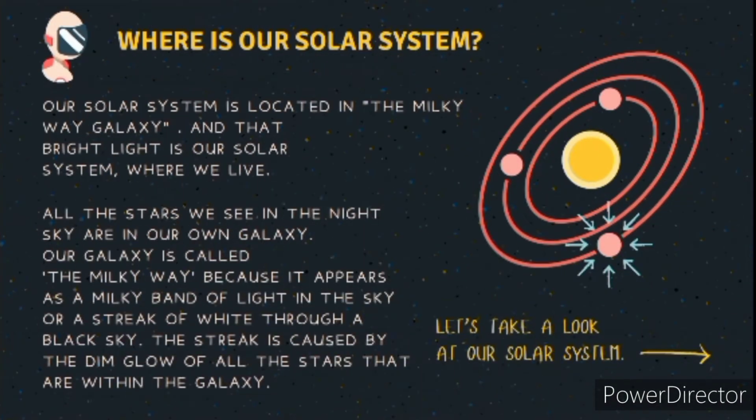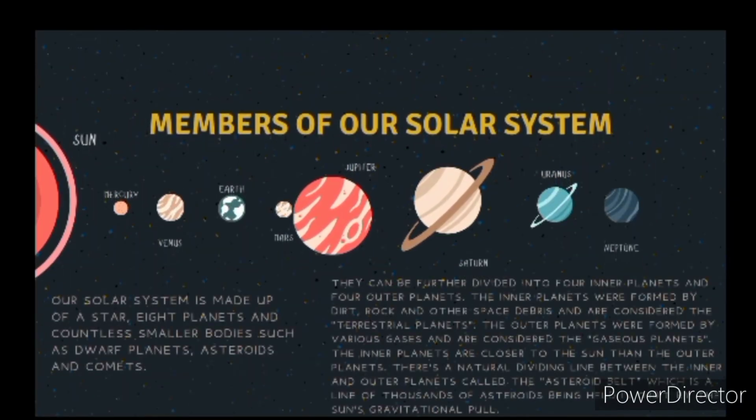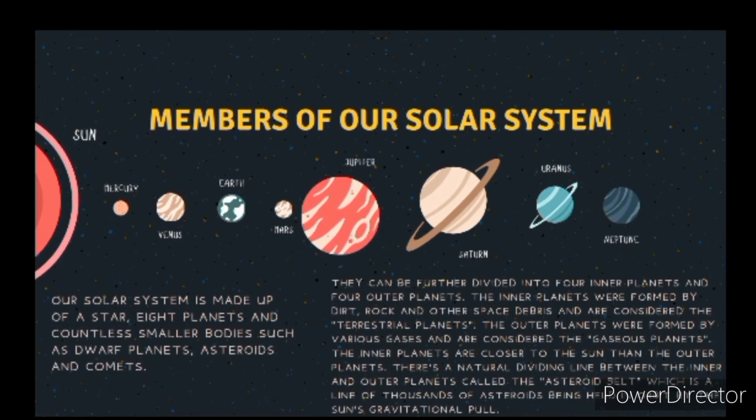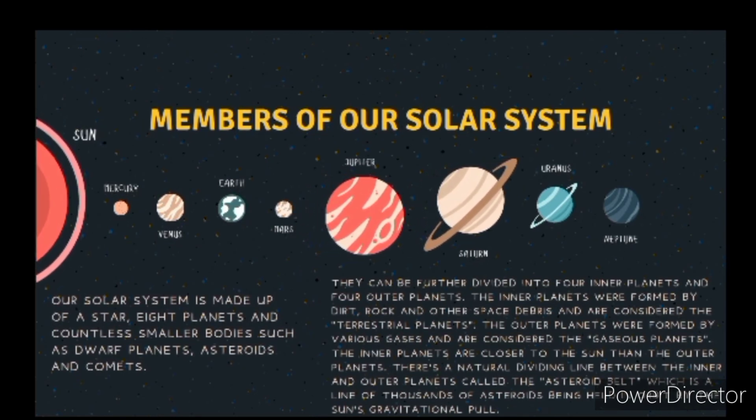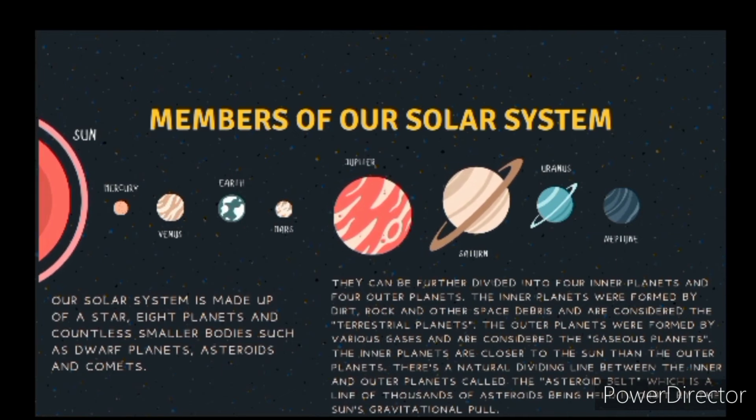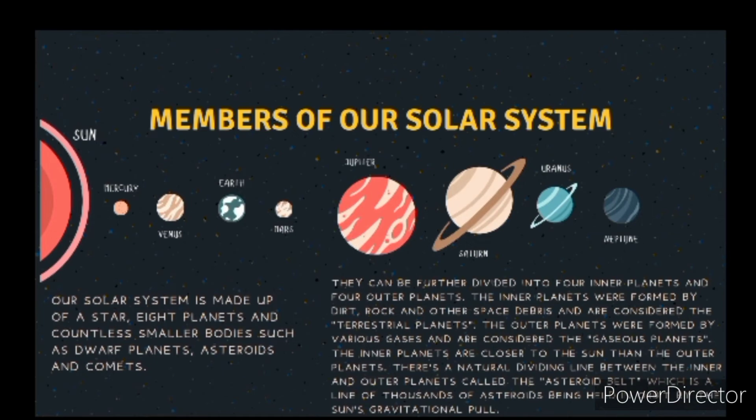Now let's take a look at our solar system. We're going to be looking at the members of our solar system. What did I say? The members of our solar system. Our solar system is made up of a star, 8 planets, and countless smaller bodies known as dwarf planets, asteroids, and comets. Now, these planets are further divided into inner planets and outer planets. So we have 4 inner planets and we have 4 outer planets.